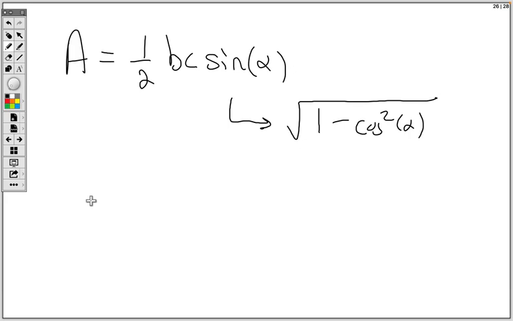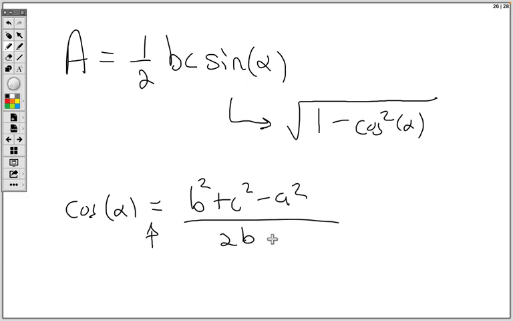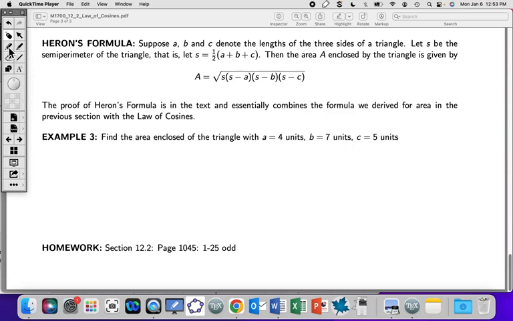Now that cosine's involved, I can use the law of cosines to get the side lengths involved. Okay? So we go through this derivation in the book. There's just lots of algebra, lots of simplifying, but that's where it comes from. All right? So let's just work through our one example here.